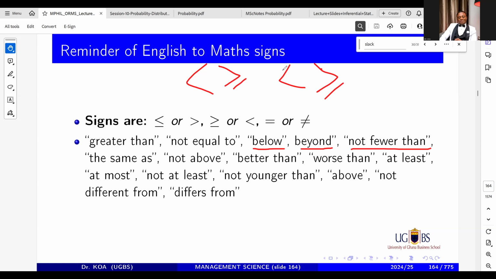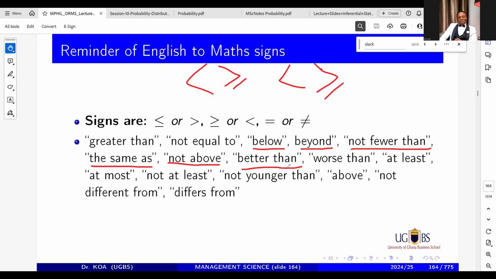Okay. What symbol is "the same as"? That is equal to. What symbol is "not above"? Less than is wrong. It is less than or equal to. Joel, your answer is the best answer. Okay. What symbol is "better than"? The fact that some of you are getting it wrong should tell you that you should sit up.